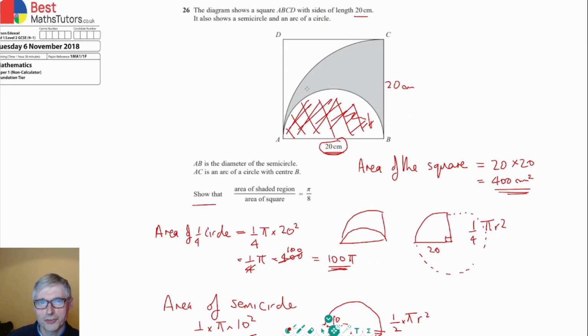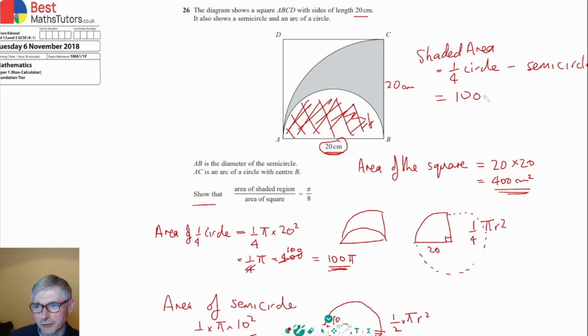So the next thing we want to do is work out what the shaded area is. Now, the shaded area is the quarter circle minus the semicircle. And we worked out that the quarter circle had an area of 100 pi, and the semicircle had an area of 50 pi. So the area of the shaded part is 100 pi take away 50 pi, which will give us 50 pi.